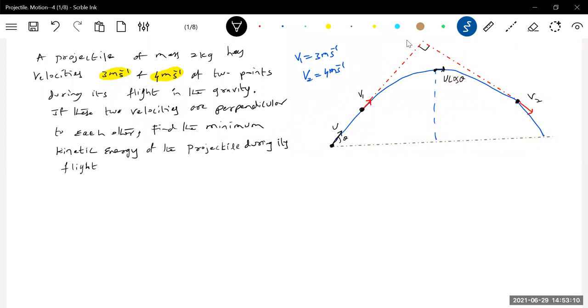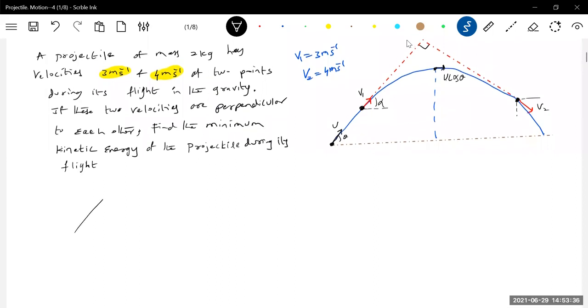Now you see this. We have this much. So what is the information? It is telling us they are perpendicular. So let this make an angle alpha. As they are perpendicular, you go for a rough diagram like this. This is V1, and this is alpha.